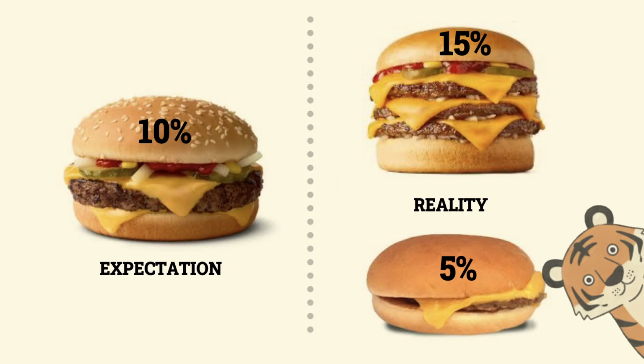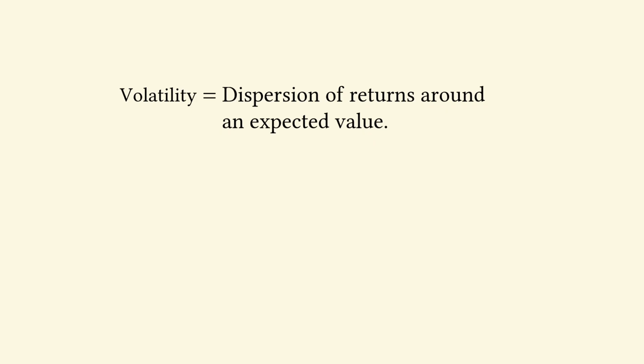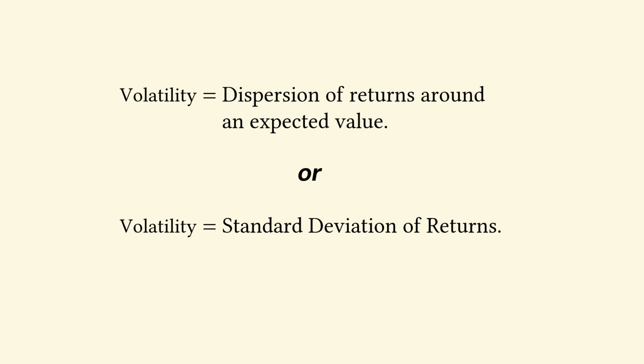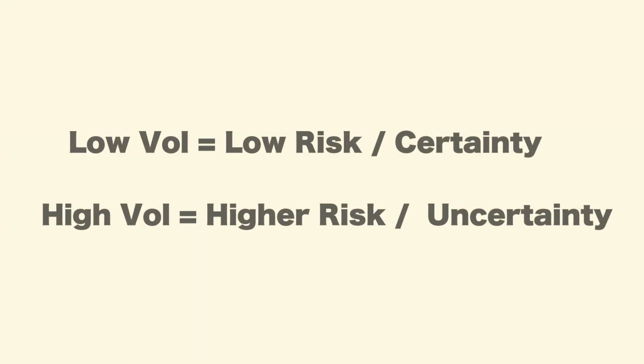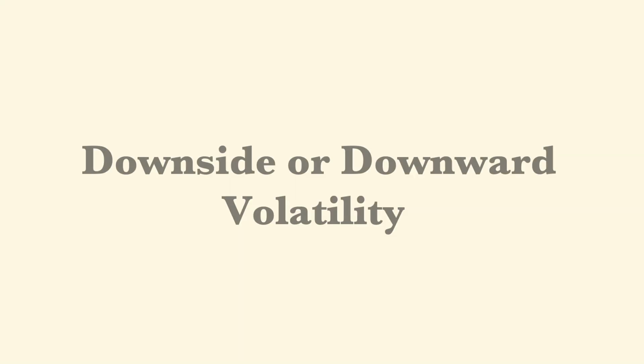Volatility, in essence, tries to quantify this discrepancy, or how wrong you can expect your expected returns to be. Formally, we can define volatility as the dispersion of returns around an expected value. In math parlance, it is the standard deviation of returns. In general, low volatility equals high certainty and low risk, while higher volatility equals lower certainty and a higher risk.